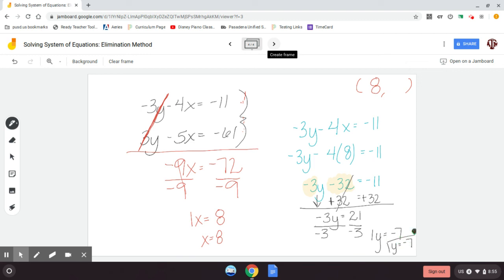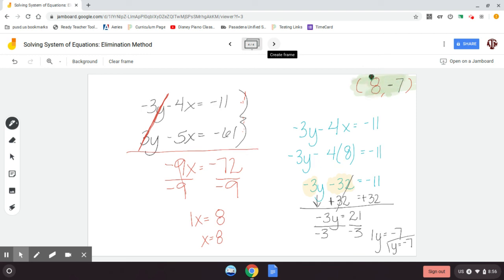So I can come up here and plug that in. So in these two equations that I was given, the system of equations that I was given, the solution, or where the two graphs will cross each other, is 8, negative 7.